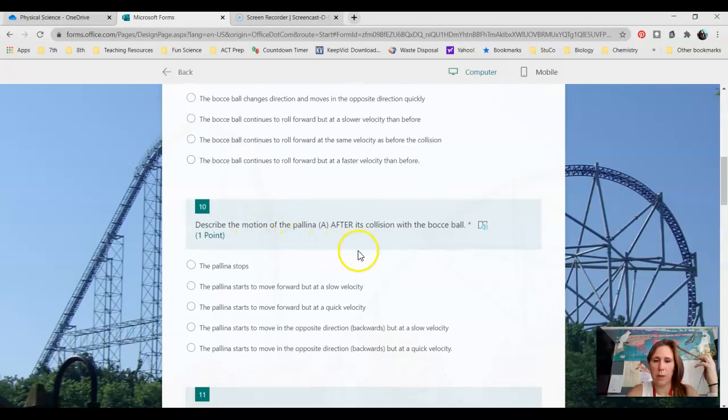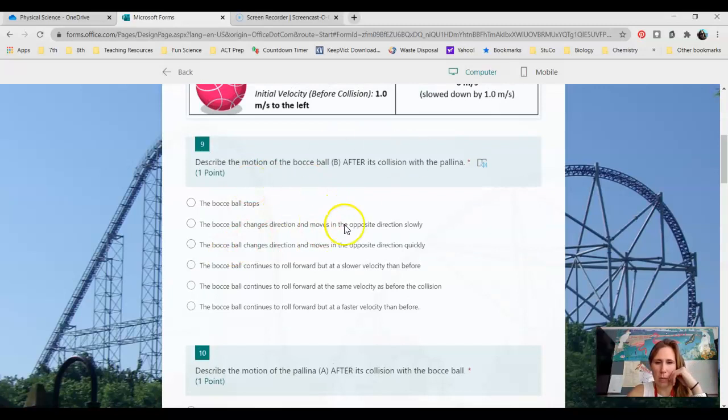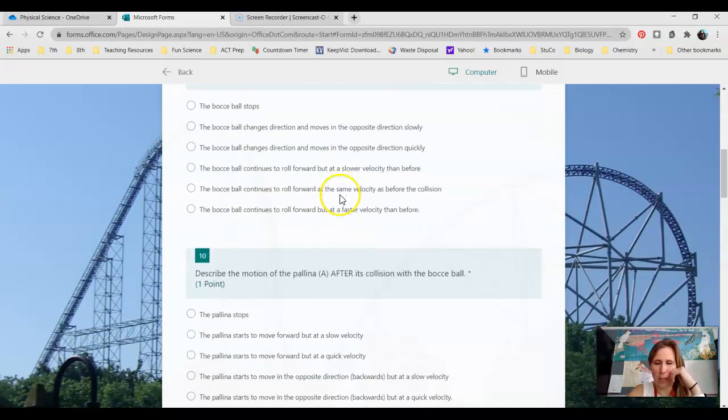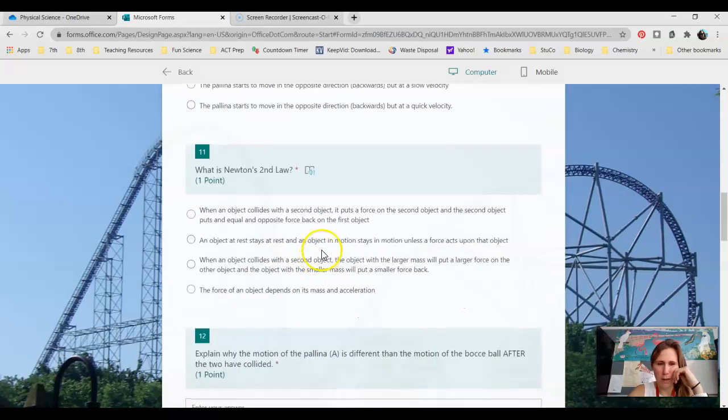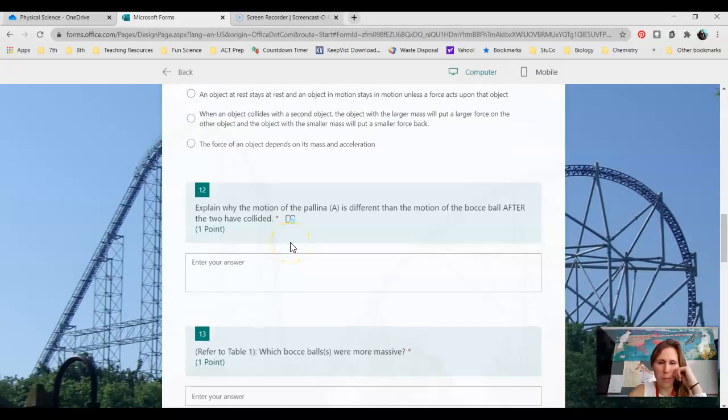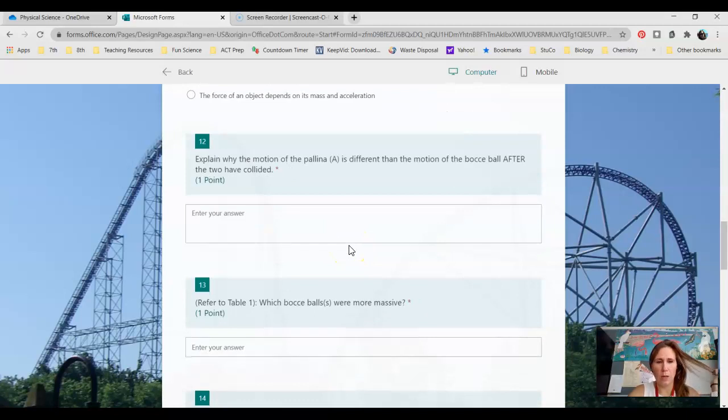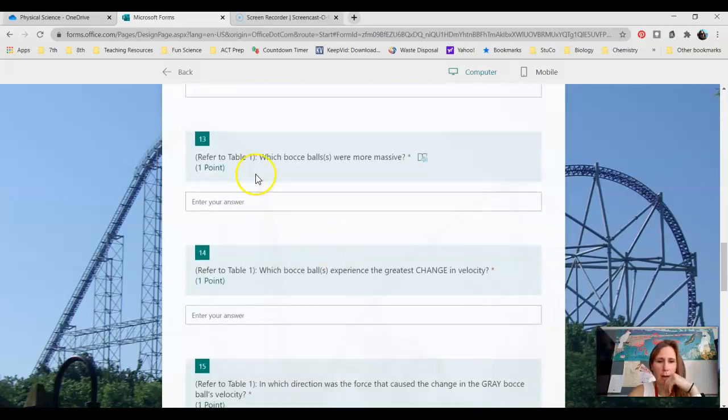Okay, describe the motion of the plena after its collision with the bocce ball. So what's the bocce ball doing after it collides with the plena? And what's the plena doing after the bocce ball hits it? Okay, what is Newton's second law? That's in your notebook. Explain why the motion of the plena is different than the motion of the bocce ball. So they don't respond the same. Okay, so explain why they respond differently after they collide. Okay, they don't have the same velocity changes.